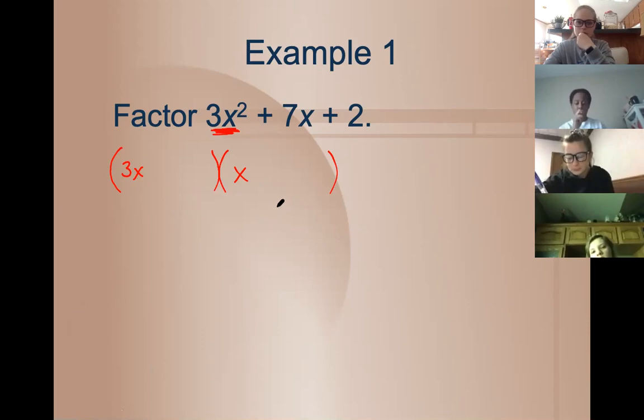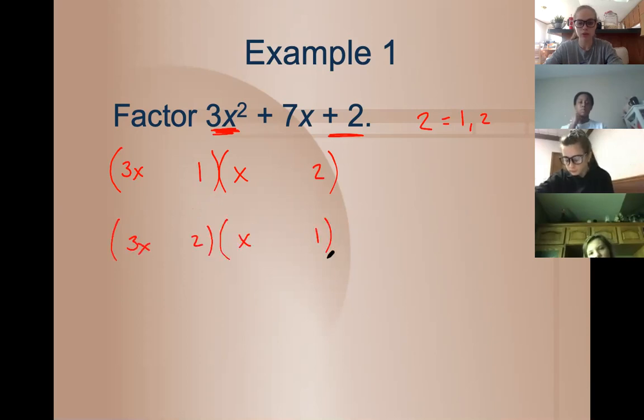Now, let's see here. I still take my last term here, which is +2, and I'm going to list my factors of 2. Well, that's just 1 and 2, right? Okay. Here's where you have to start thinking now. There are 2 ways that I could put my factors of 2 in there. I could put 1 there and 2 there, or I could put 2 there and 1 here. Which one am I going to do? Which way am I going to do it?